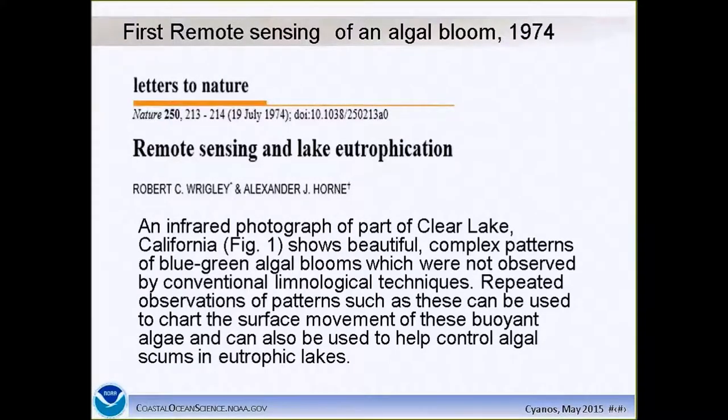First remote sensing of an algal bloom, Clear Lake, 1974. It was infrared film. Color infrared film was actually used for agriculture. And again, this was published in Nature. It's quite a deal. So I suppose the Clear Lake people here should feel honored that they actually advanced the whole topic of remote sensing.